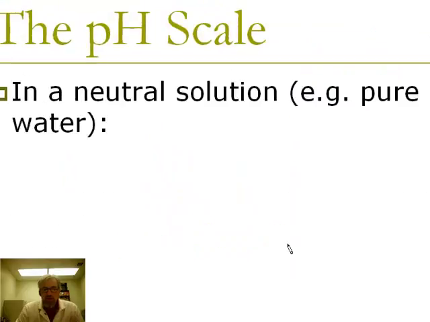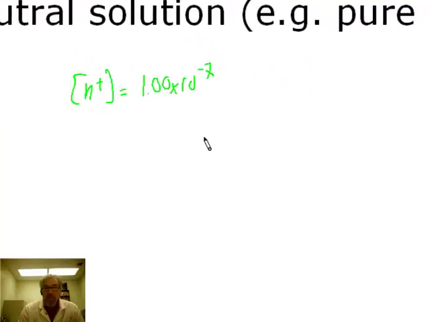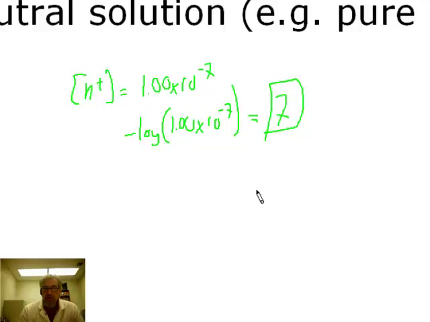In a neutral solution, we've already seen that the concentration of H plus is equal to 1.00 times 10 to the negative 7th, which is also the concentration of OH minus. But if I take the negative of the base 10 logarithm of 1.00 times 10 to the negative 7th, I don't even need a calculator to do this one. It's going to be the opposite of negative 7, which will just be 7. So in any neutral solution, including pure water, the pH is equal to 7.